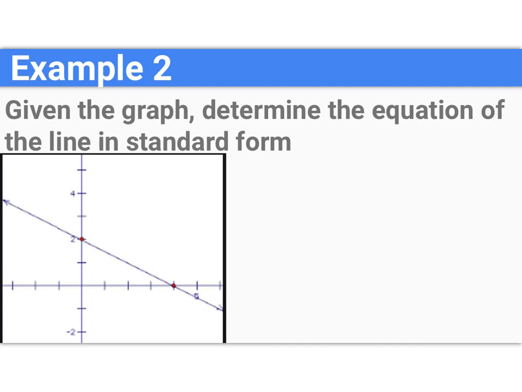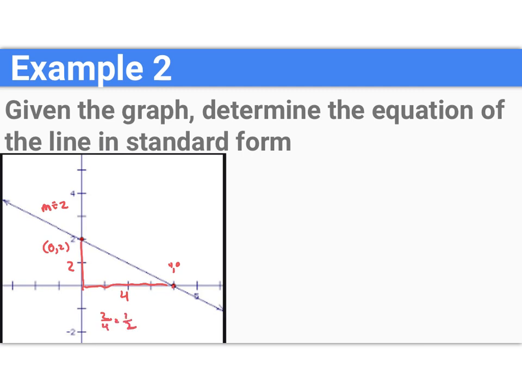Given the graph, determine the equation of the line in standard form. So I am going to do it both ways. So the intercept is 2. And it goes through the corner of the box here at 4, 0. And this is 0, 2. So that tells me that this change is 2. And this change is 4. And the slope of the line is 2 over 4, which equals 1/2.